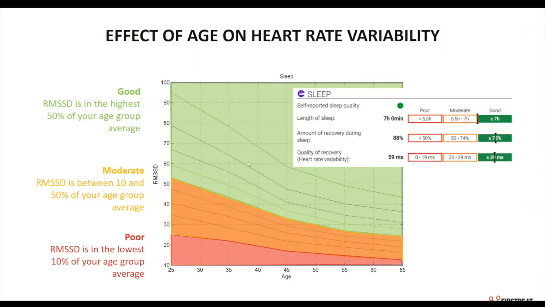And the graph behind here shows what this is based on. We've taken from our database all of the measurements that have been done, and a very clear trend shows here. When we get older, the heart rate variability value gets lower, whether it's taken during a 24-hour period or during sleep. Then we have categorized the results into poor being the lowest 10% of your age group average, and good being 50% or higher of your age group average. That determines where you are placed on this scale under quality of recovery.